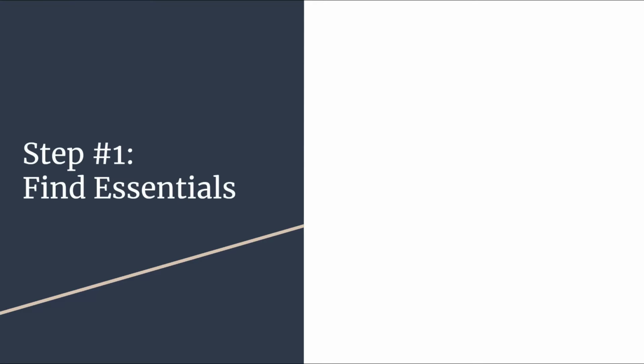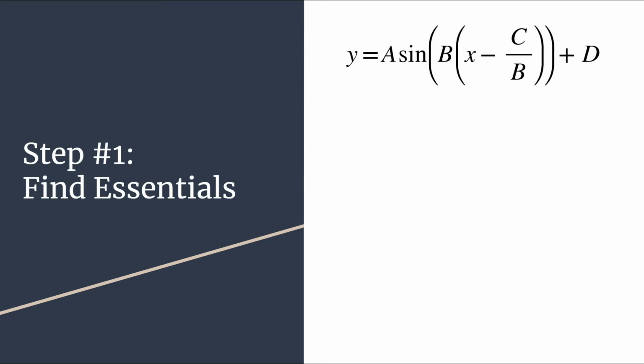So now let's go into step 1, find the essentials. If you're familiar with the basic method, you'll see a lot of that you already know. All right, so here's a reminder of the equation, and I'm showing the one with b factored out just to keep everything consistent. So the first thing you want to do is analyze a, b, c, and d.